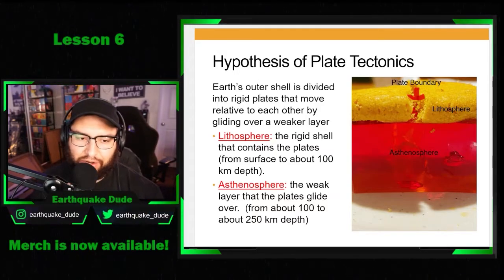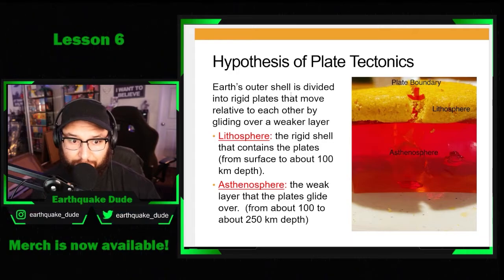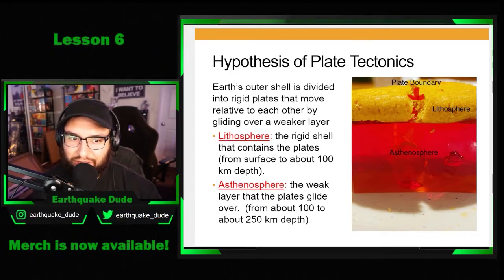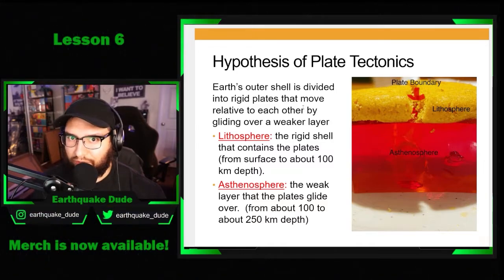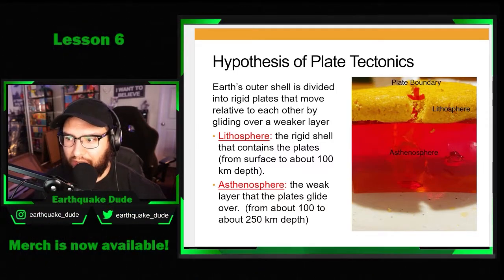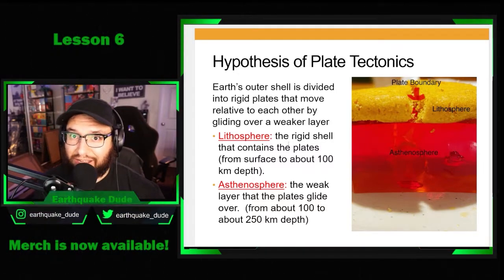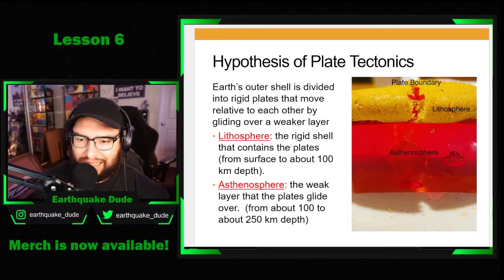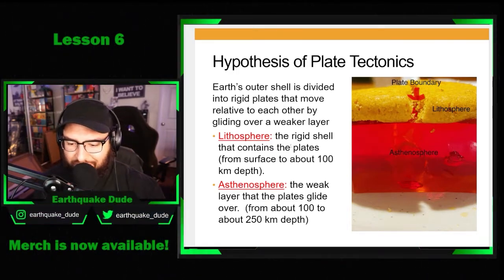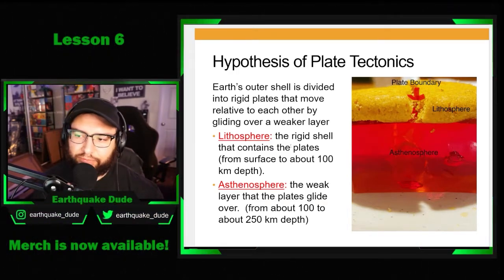So essentially, the Earth's outer shell is divided into these rigid plates that move relative to each other by gliding over a weaker layer. Now you're separating two different layers. You have the lithosphere, which is the rigid shell that contains the plates, and that can range anywhere from Earth's surface to about 100 kilometers deep. Right, that's that really brittle rock that you stand on every day.